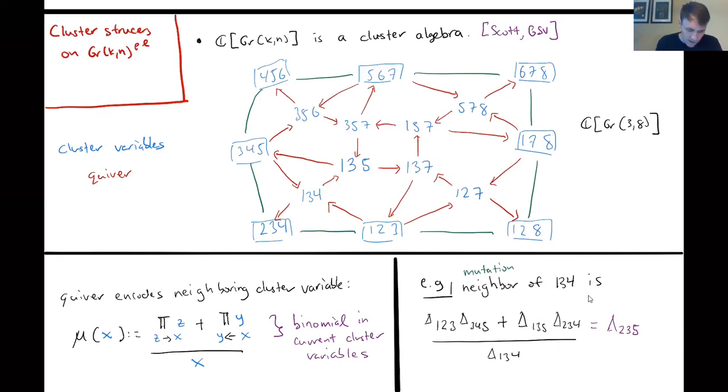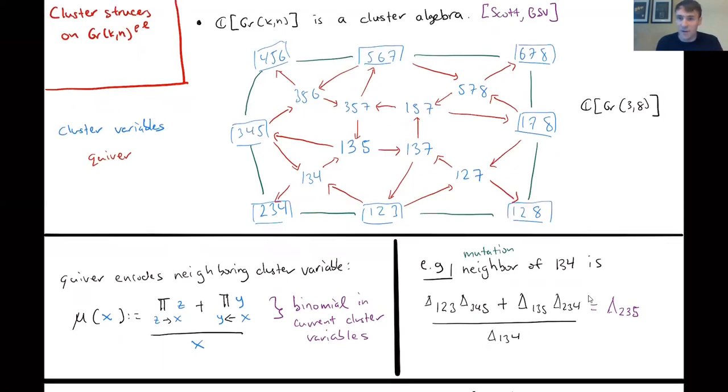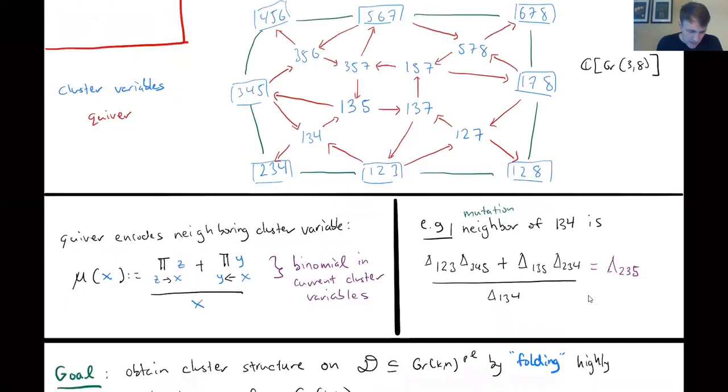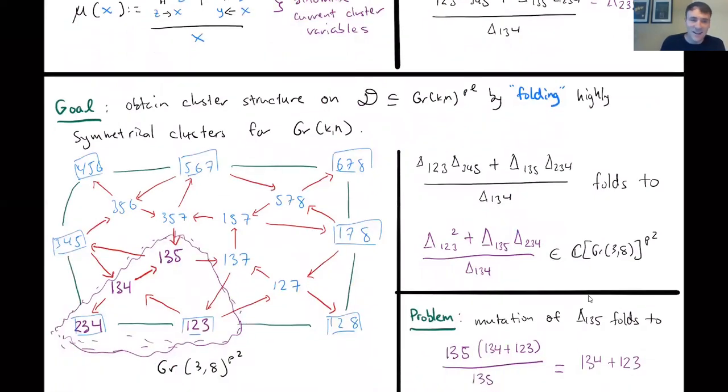Okay, so I want to develop a similar story for rho to the L fixed points. My goal is to obtain a cluster structure on this distinguished component, the positive component, inside the L fixed locus by a folding construction, like the way you fold a type A Dynkin diagram to get a type B Dynkin diagram.